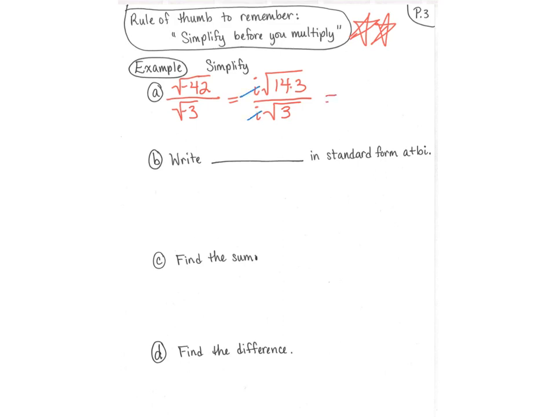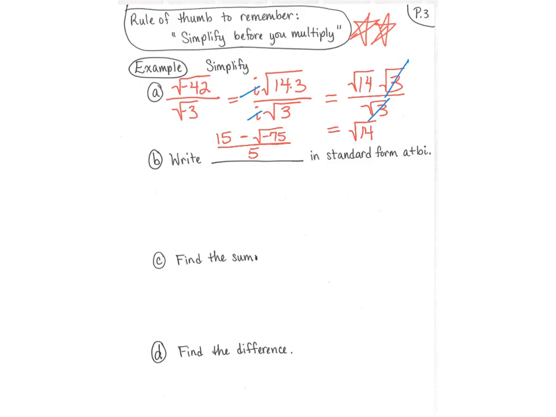When you cancel your i's, you're left with the square root of 14 times the square root of 3 divided by the square root of 3. Now the square roots of 3 cancel, and you are left with the square root of 14. Now we're going to go through another example where we write 15 minus the square root of negative 75, divided by 5, in standard form a plus bi.